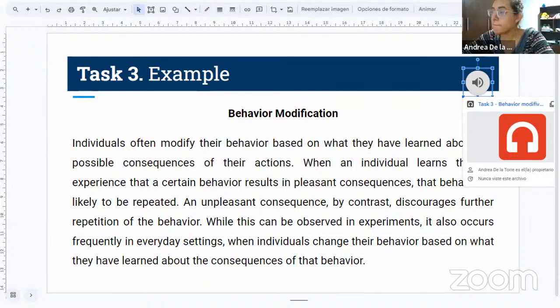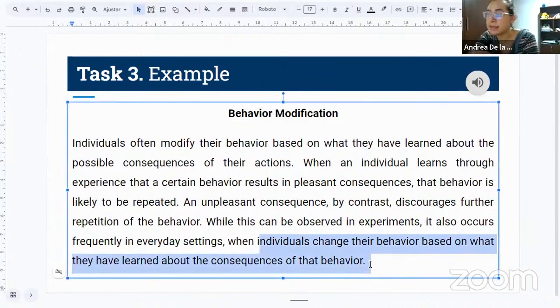Okay, good. But I want you to tell me how that example relates to the concept that we have of behavior modification. Remember, this was the definition, right? So how does that example relate to this concept?